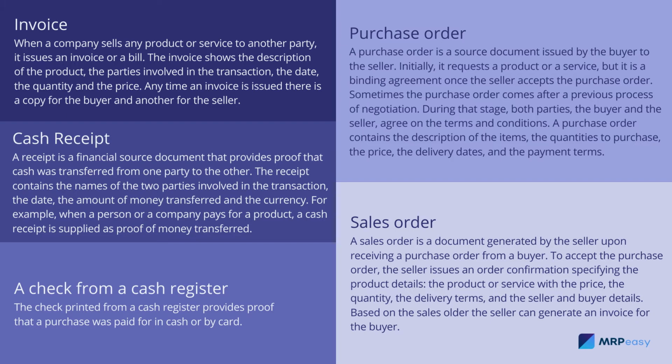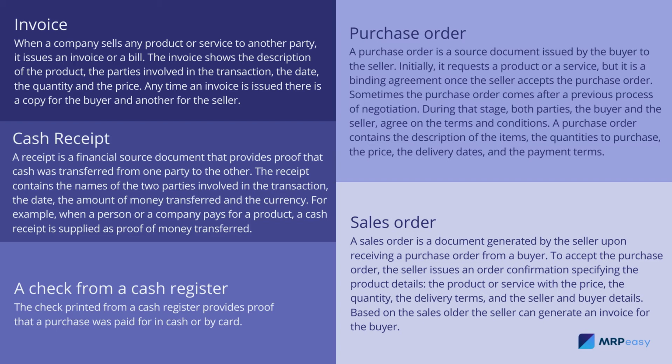Invoice. When a company sells any product or service to another party, it issues an invoice or a bill. The invoice shows the description of the product, the parties involved in the transaction, the date, the quantity, and the price. Anytime an invoice is issued, there is a copy for the buyer and another for the seller.